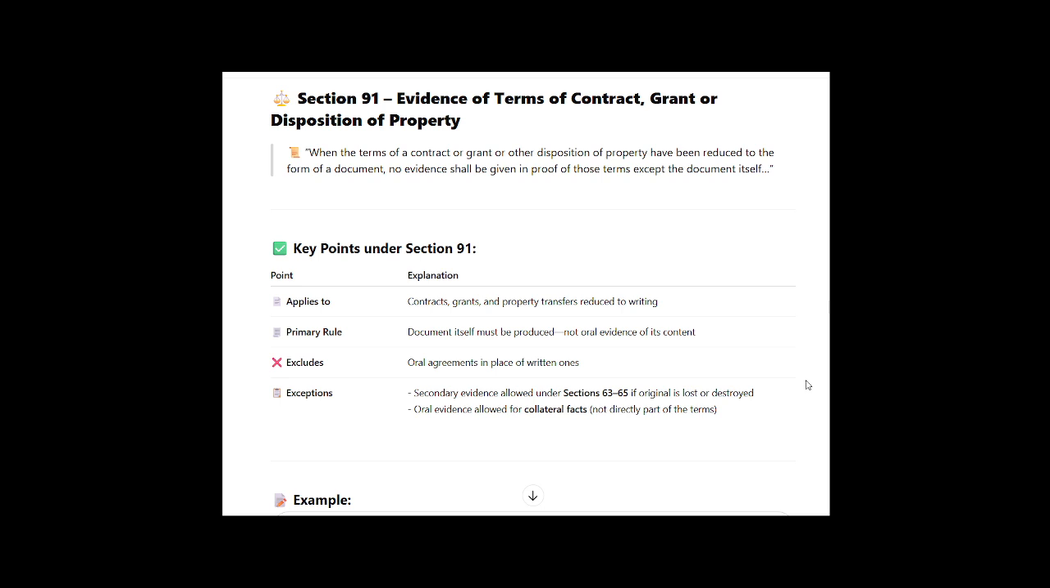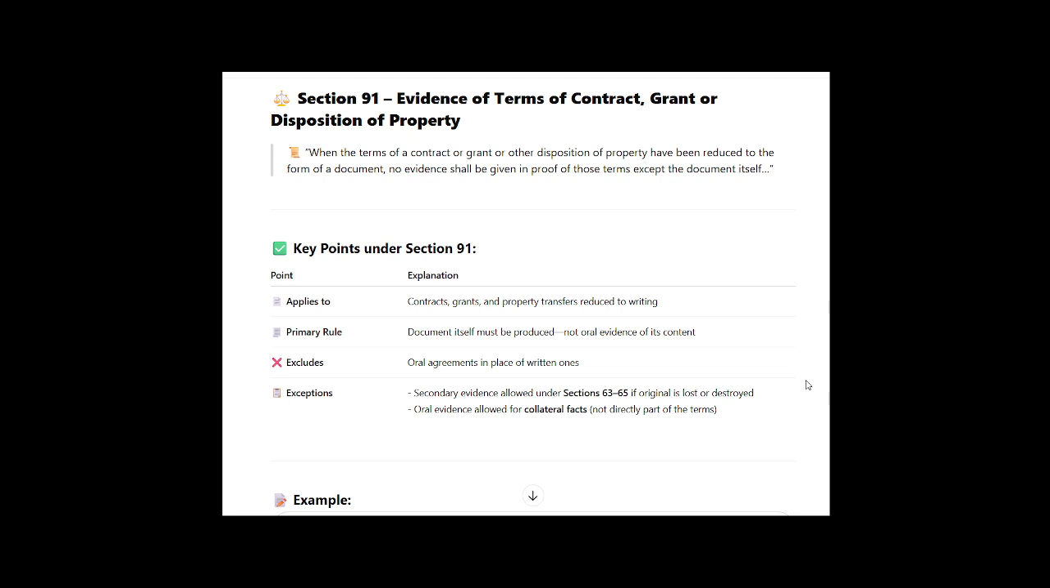Key points under Section 91. Point, explanation. Applies to contracts, grants, and property transfers reduced to writing. Primary rule: the document itself must be produced, not oral evidence of its content. Excludes oral agreements in place of written ones.